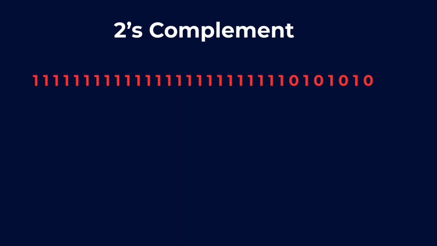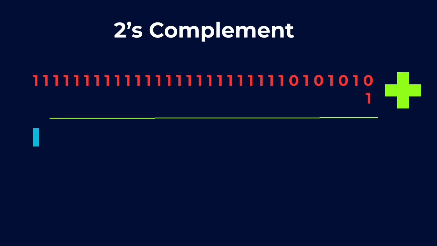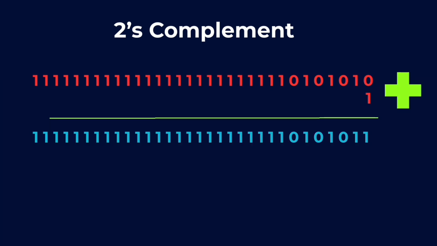Take the 1's complement result and add 1 as shown here. The result you obtain is the 2's complement of the original data. That final value becomes the negative representation.